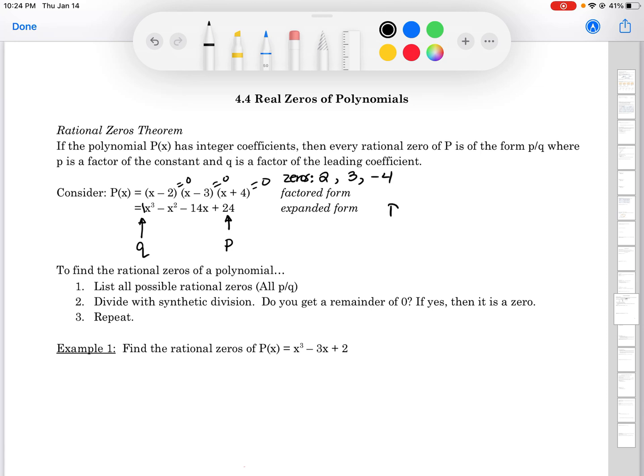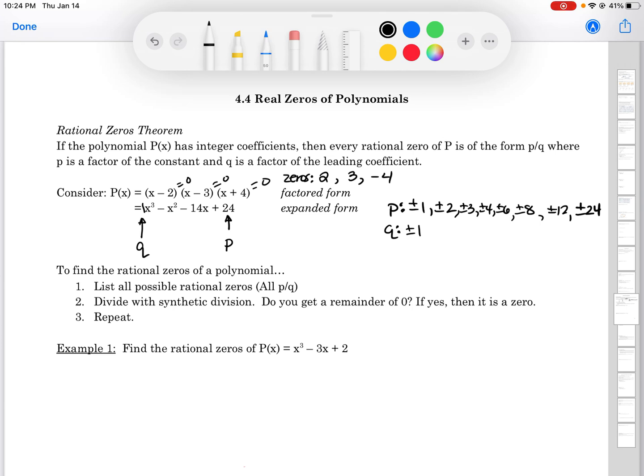So for our factors for p, we have plus or minus 1 times plus or minus 24, right? Depending on whether it's positive or negative. They could both be negative or both be positive. 2 times 12, we could have 3 times 8, or we could have 4 times 6. And then for q, we don't have a lot of options to multiply to 1. It's either 1 times 1 or -1 times -1.